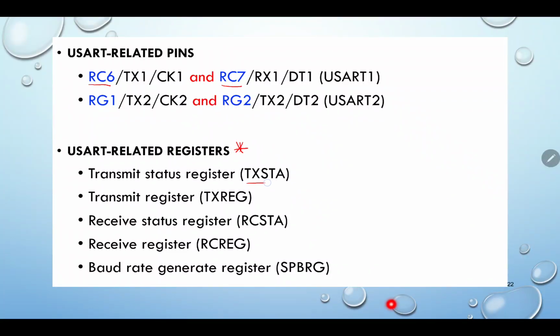So, you have the transmit status register, the transmit register, the receive status register, the receive register, as well as the baud rate generate register. So these are all the registers which are related to USART communication.